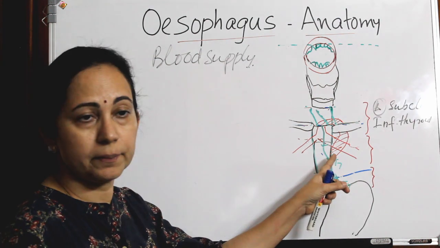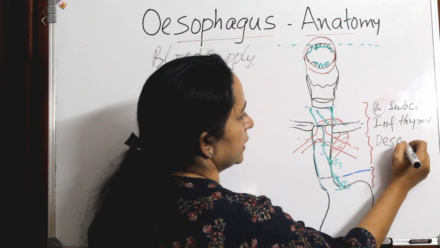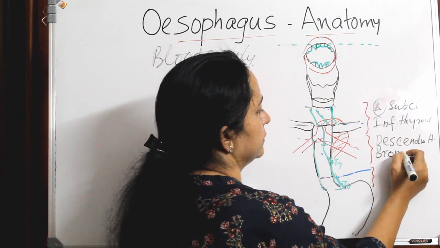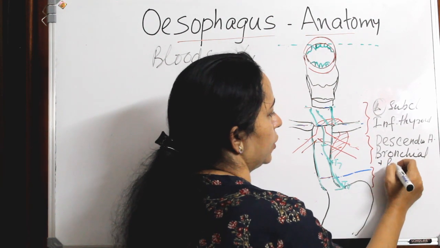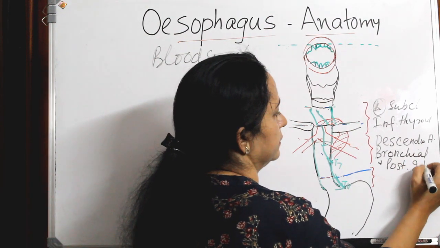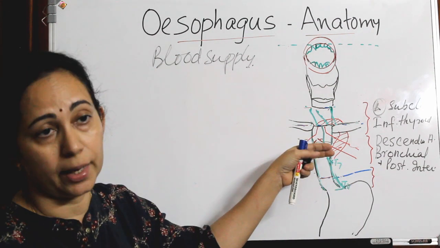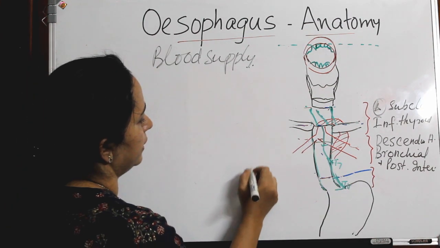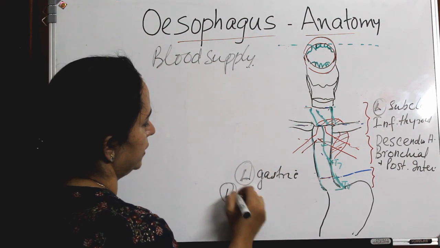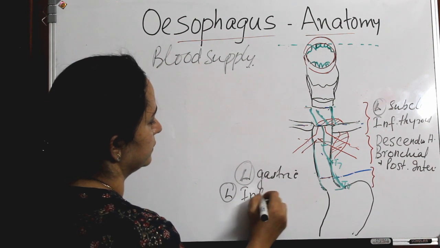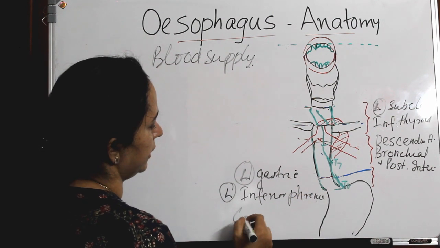And what about the middle part? Mainly the descending aorta is there. So it is supplied by branches of the descending aorta and posterior intercostal arteries. At least remember branches of the descending aorta and bronchial arteries. Then for the lower part: branches of the left gastric artery, then left inferior phrenic, and branches of the celiac artery.